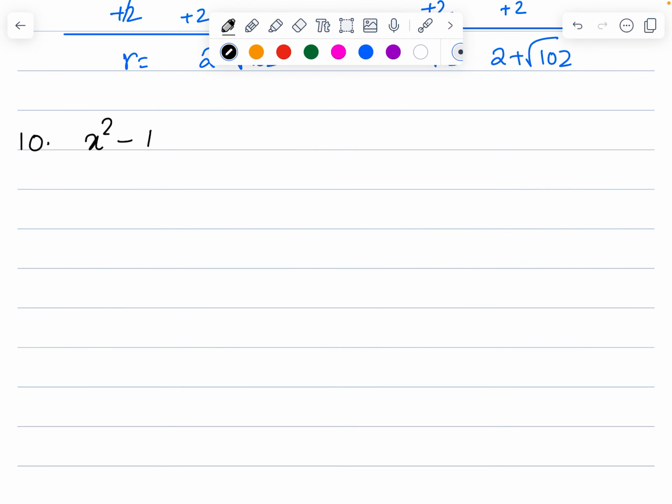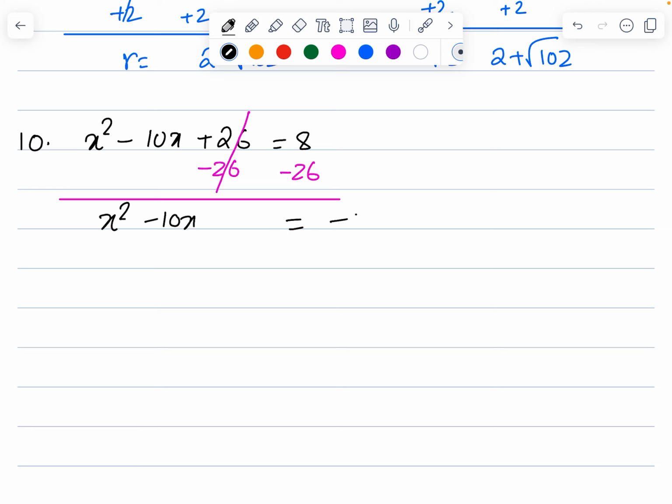x squared minus 10x plus 26 equals 8. So what am I going to do? Subtract 26 on either side. Then 26 cancels. So what do I get there? x squared minus 10x equals negative 18. 10 divided by 2 is how much? 5. 5 squared. What is 5 squared? 25. So add 25 on either side. So it becomes (x minus 5) whole squared equals 7.